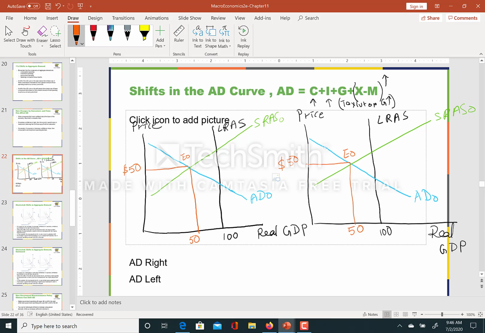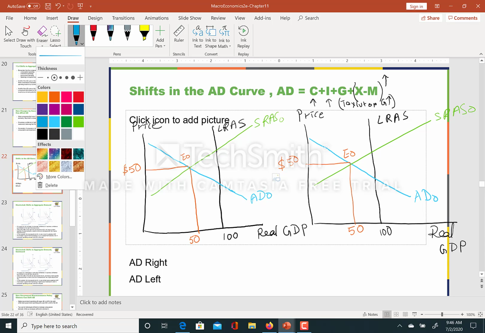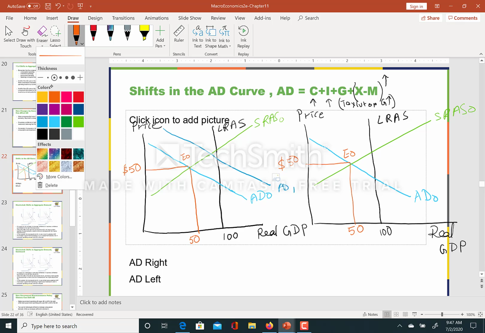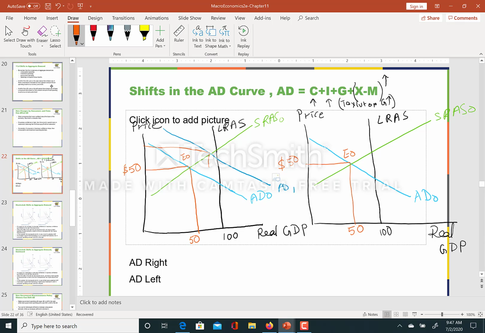Now what happens if any of these components are increasing? If any of this increases, the aggregate demand is going to shift to the right. Nothing happens here to the long run aggregate supply curve or the short run aggregate supply curve. I'm at a new point of intersection here. My price went up, my real gross domestic product went up. I can compare point E0 to point E1.